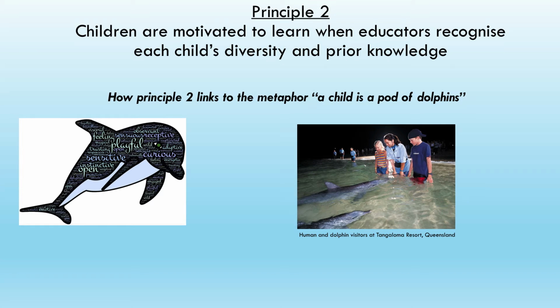Principle 2. Children are motivated to learn when educators recognise each child's diversity and prior knowledge. How does this principle link to my metaphor, a child is a dolphin? There are many wild dolphins that visit man-made facilities around Australia. For example, Tangalooma Resort, which is located on Moreton Island, just off the coast of Brisbane, Queensland. Trust and respect has been formed between humans and dolphins. Humans respect the dolphins' diversity and have gained their trust. Humans respect their nature and follow careful instructions when they interact with them.